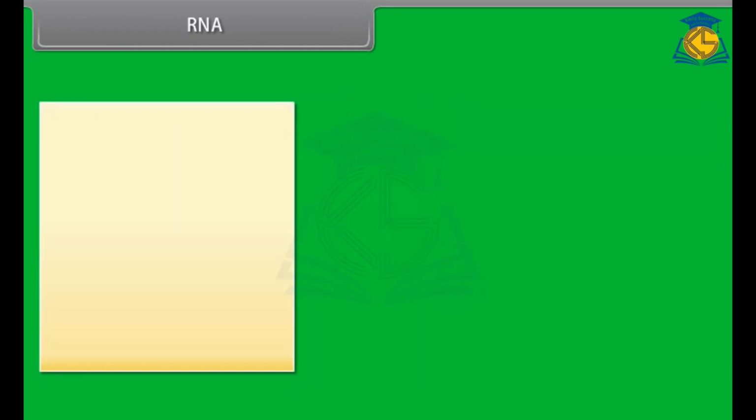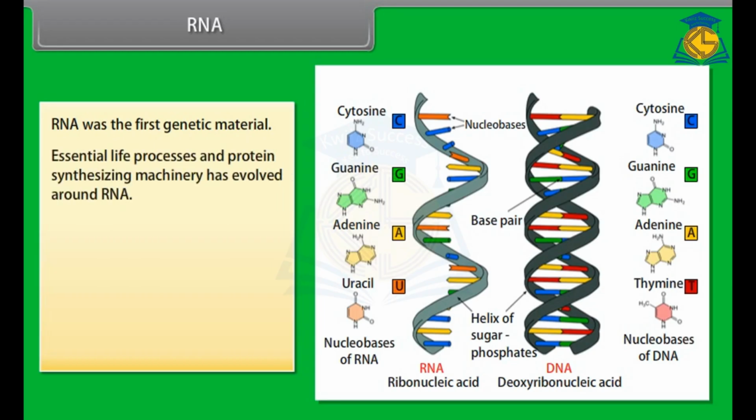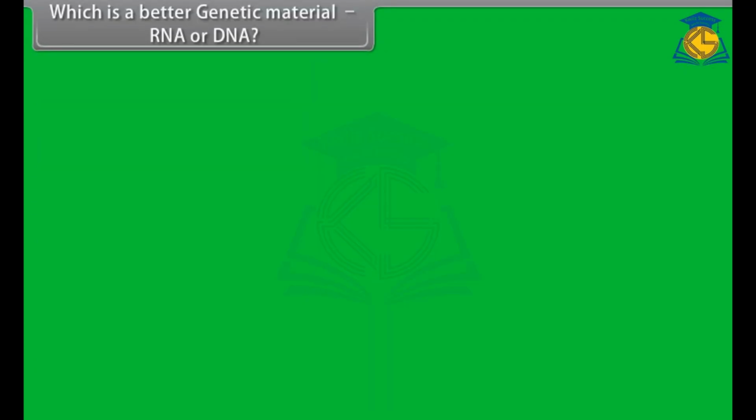RNA. RNA was the first genetic material. Essential life processes and protein synthesizing machinery have evolved around RNA. RNA can act as a genetic material as well as a catalyst. RNA being a catalyst was reactive and unstable. Thus, DNA evolved as a stable genetic material from RNA. Which is a better genetic material, RNA or DNA?